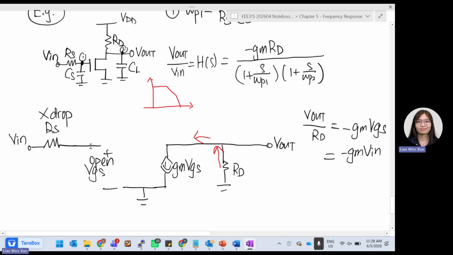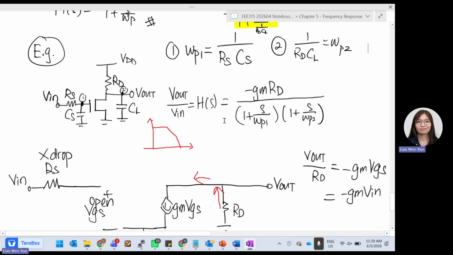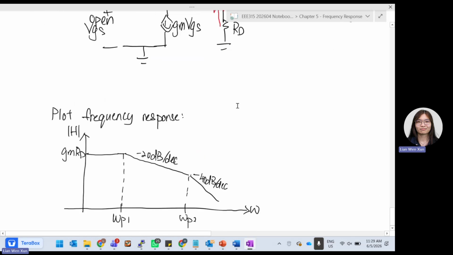It is because this circuit, you can see it is open, right? So there won't be any current flowing through. When there's no current flow, there's no voltage drop. So RS does not contribute to any voltage drop. So whatever voltage is at the left will be the voltage at the right-hand side. So I can still say here is still Vin. So VGS is still Vin. That's why Vout over Vin is still negative gmRD. So this negative gmRD is still valid.